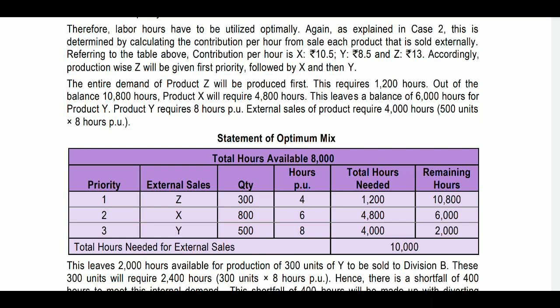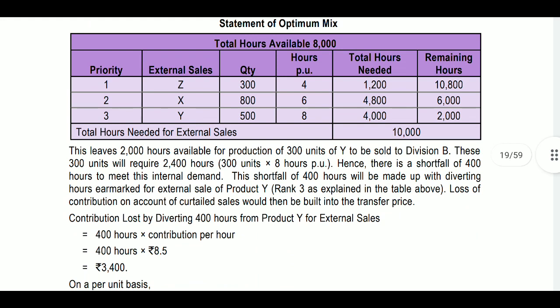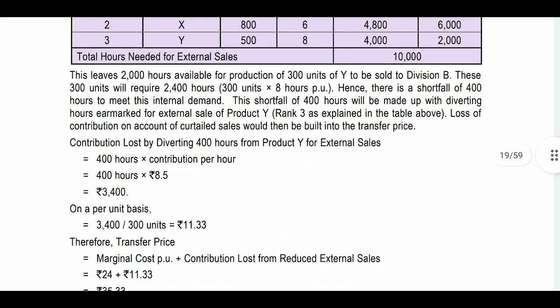Contribution last. From 400 hours we will take from Y only. So Y's contribution will be 400 units into 8.5. This leaves 2,000 hours available, 300 units. So 300 units into 8 hours, 2,400 hours required, and the shortfall will be 400, and 400 will be taken from product Y because it is a rank 3 category. So the loss of contribution will be curtailed, 400 hours into the contribution of Y, 8.5, so 3,400.